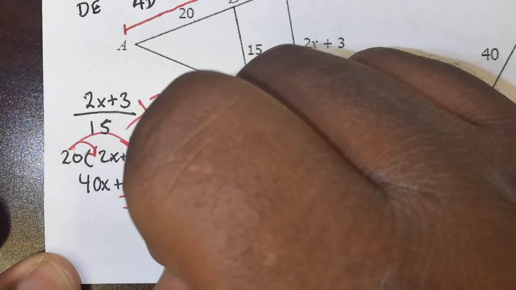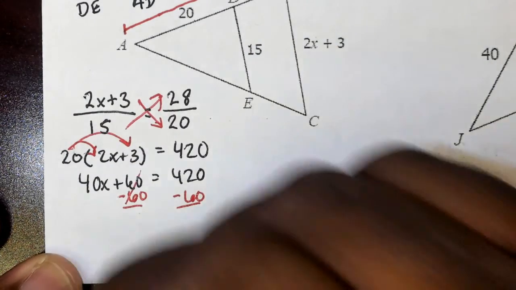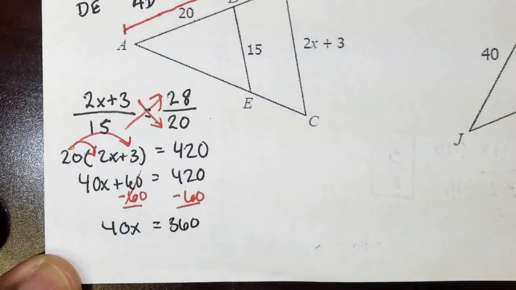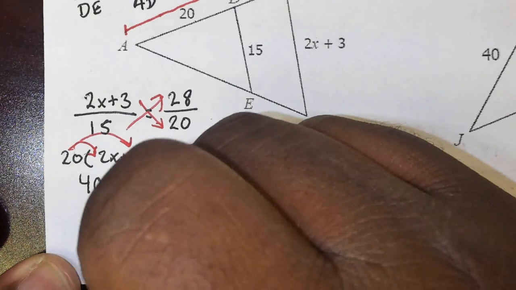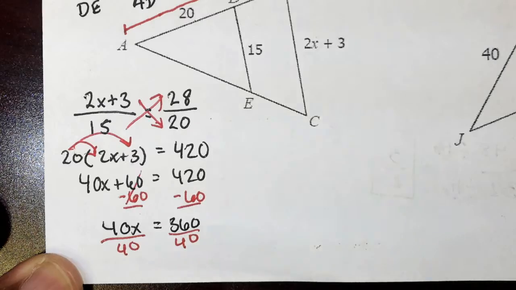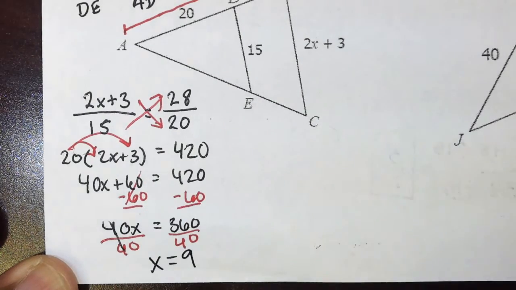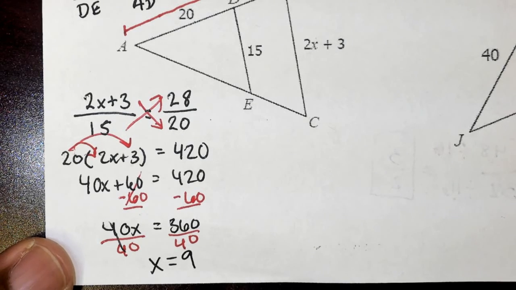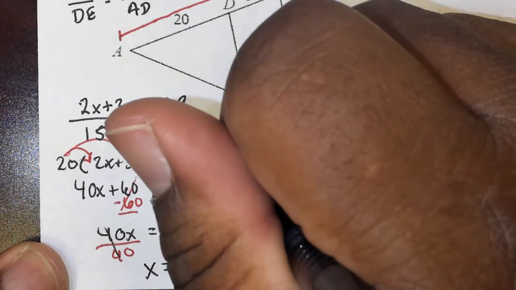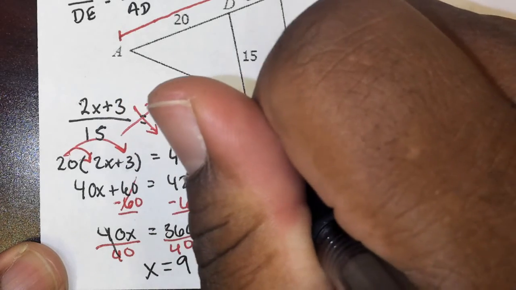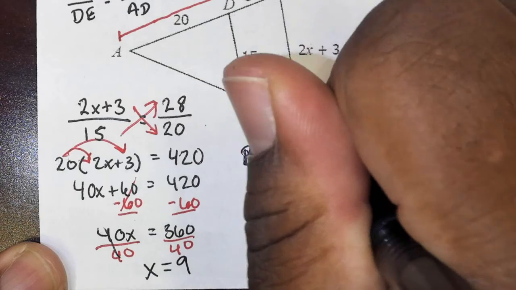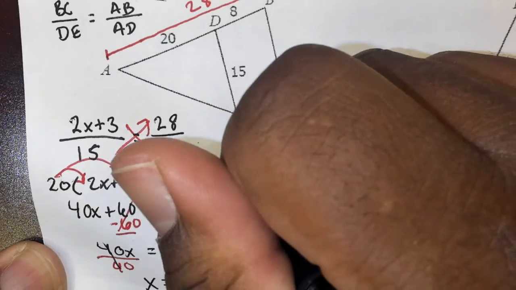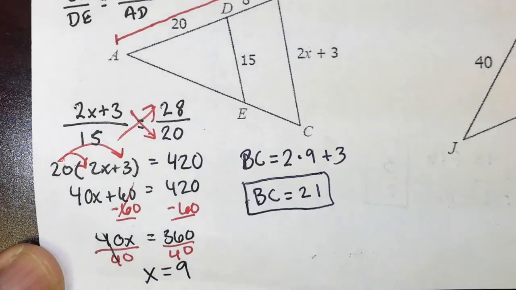Minus 60, minus 60. 40x equals 360, then divide by 40, divide by 40. Cancels, x equals 9. But make sure you box that. Don't stop there. The question didn't ask you for x. The question asks you for BC. So BC equals 2 times 9 plus 3. BC equals 21. That's what I want you to box.